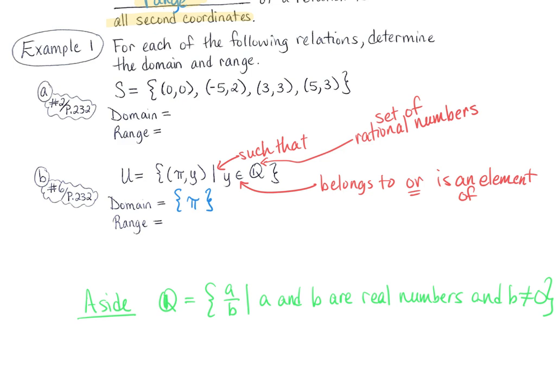Okay? That's our domain. Our range, what's our range? Q. Our range is Q. Why is it Q?